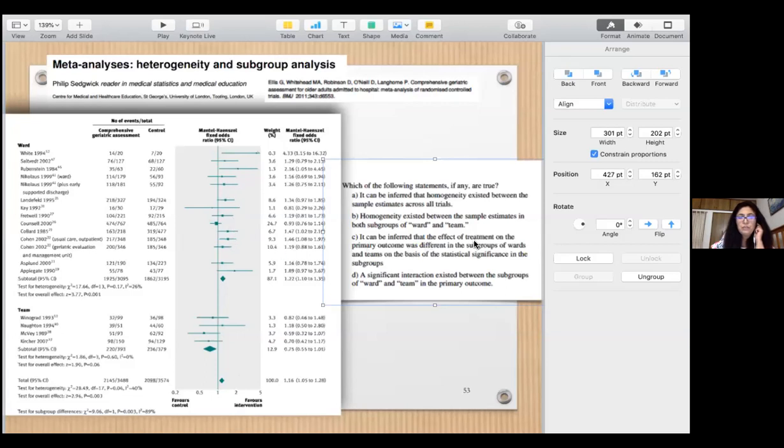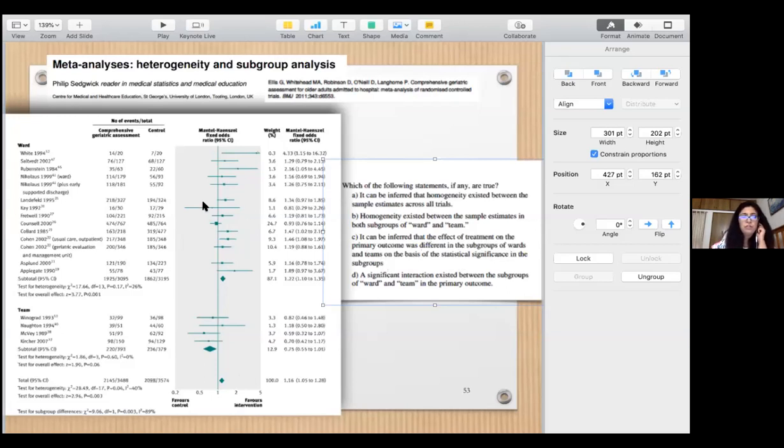It can be inferred that the effect of treatment on the primary outcome was different in the subgroups of ward and team on the basis of statistical significance in the subgroups. What do you think about that? On the basis of statistical significance in the subgroups.